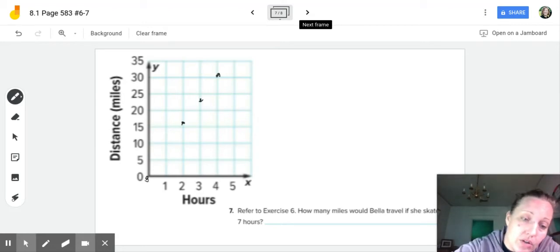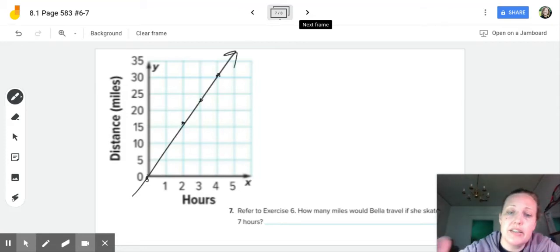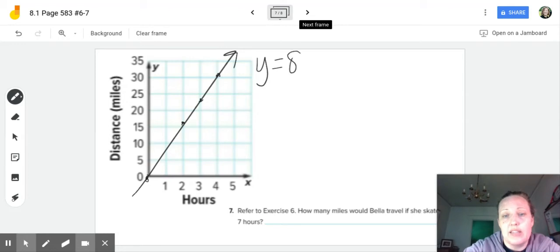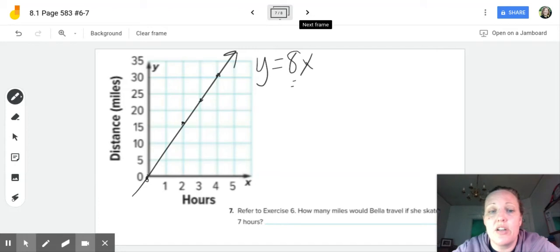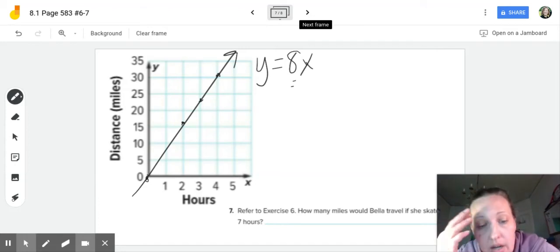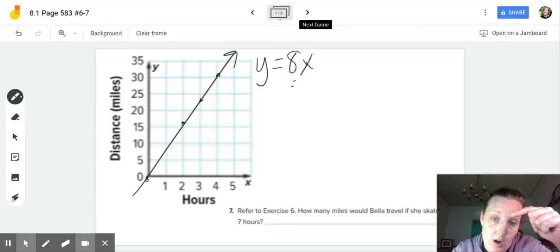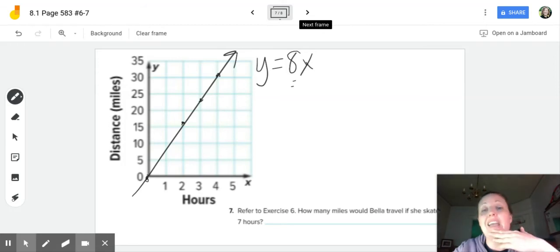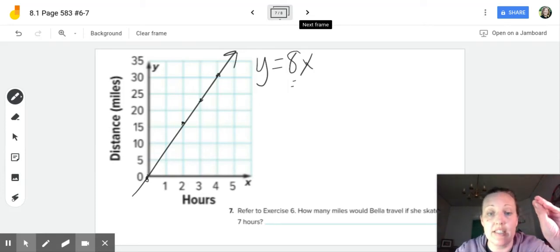That would go through the origin, and we could draw a line here where y equals 8x. This 8 that you're going to learn in 7th grade is called the slope. So we rise 8 for every 1 that we go horizontally, rise over run, 8 over 1. And it's a proportional relationship that goes through the origin, okay? So those are all things you're going to learn in 7th grade.